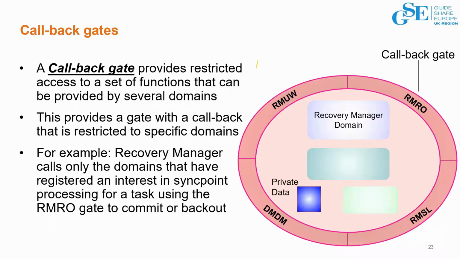A callback gate's a little bit different. I've only seen a couple of these. There's an example at the bottom of the page where Recovery Manager calls only the domains that have registered an interest in sync point processing for a task using the RMRO gate to commit or back out. Another example is between the dispatcher and the kernel. The kernel has to make sure you have storage and the right control blocks to run, so he has to be called to make sure that your storage is all allocated.